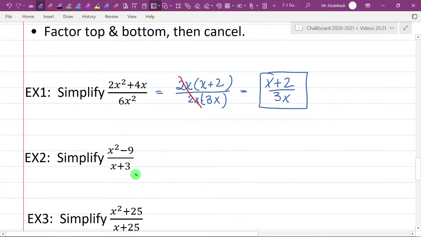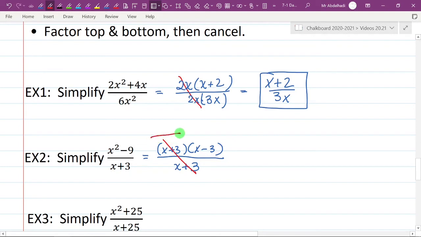All right. At first glance, it doesn't look like anything cancels out because the top and the bottom don't match. But if you notice, the top is actually a difference of squares, which factors out to be x plus 3, x minus 3. Hopefully you recognize differences of squares pretty quickly nowadays. And the bottom is exactly like one of the factors. It's x plus 3. So this is going to cancel out.